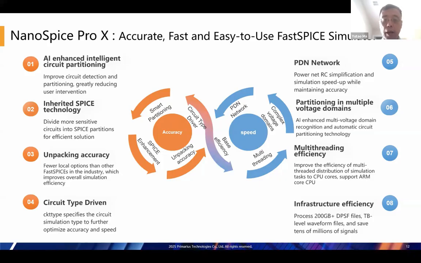Another simulator we provide is NanoSpice Pro X, which is an accurate, fast, and easy to use FastSPICE simulator. In this simulator, we have two simulation engines. One is an analog simulation engine for the analog part of the design. The other is a digital simulation engine for the digital part of the design. We can automatically identify the analog part and digital part from the whole design, so that we apply different simulation engines and different simulation technologies to different parts. In this way, we can ensure reliable, accurate simulation results with very fast speed.